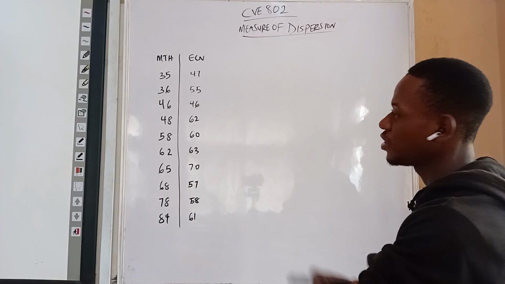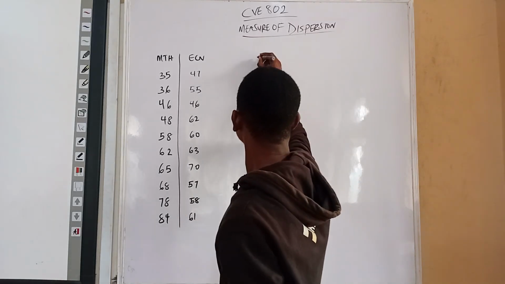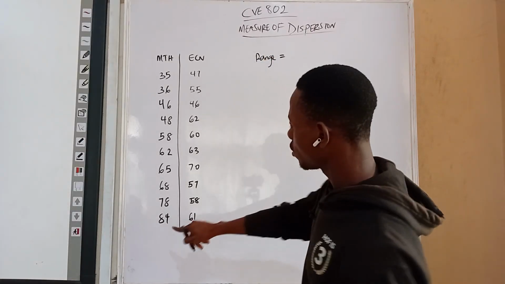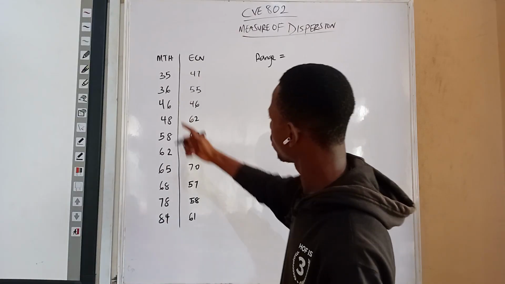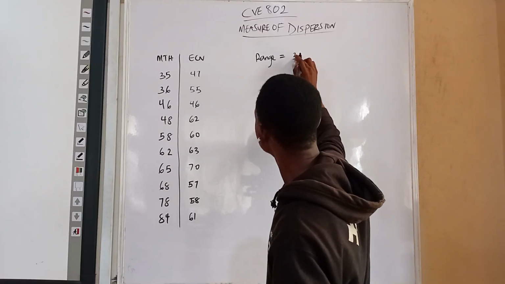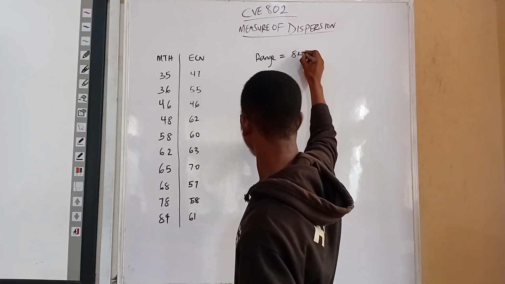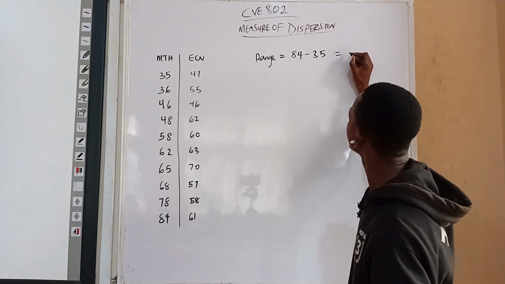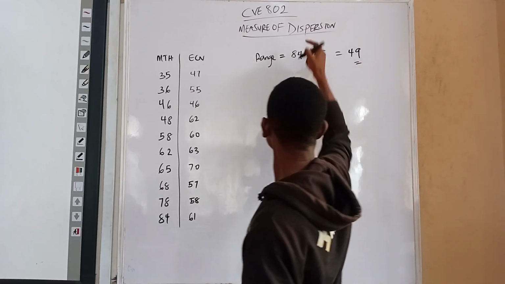And how do we find the range? We pick the lowest number and subtract it from the highest number. For mathematics, the lowest number is 35 and the highest number is 84. So we subtract, 84 minus 35, which gives us 49. So this is for mathematics.